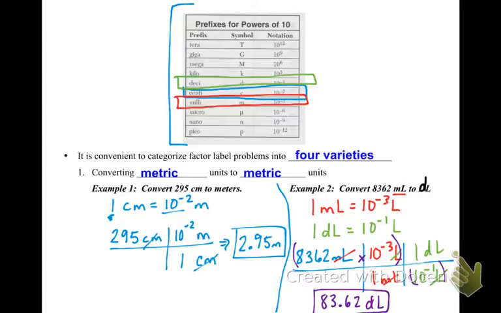That should all be a review from chemistry when we're going from one metric unit to another metric unit, one prefixed metric unit to another prefixed metric unit. If you struggle with that, make sure that you watch the video again.